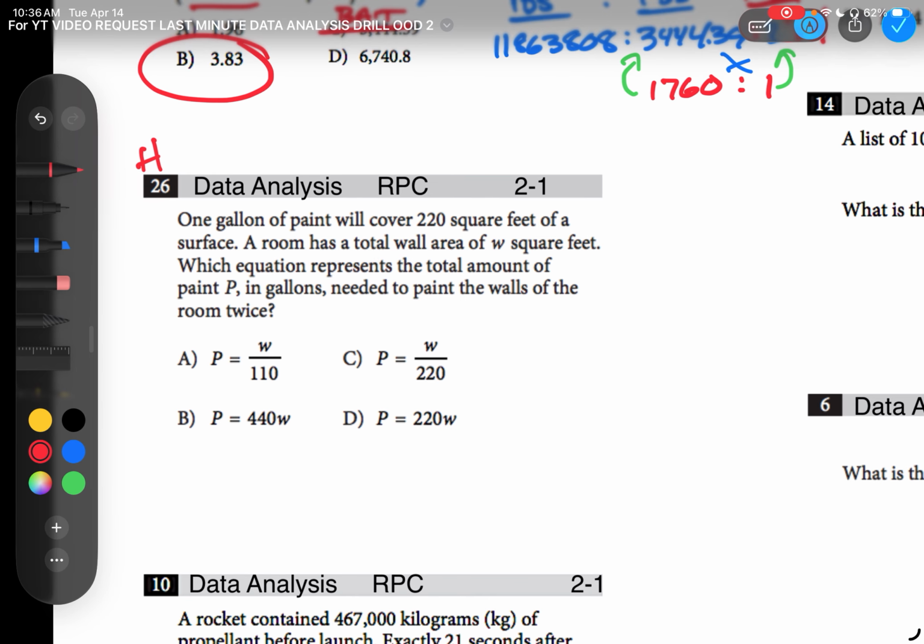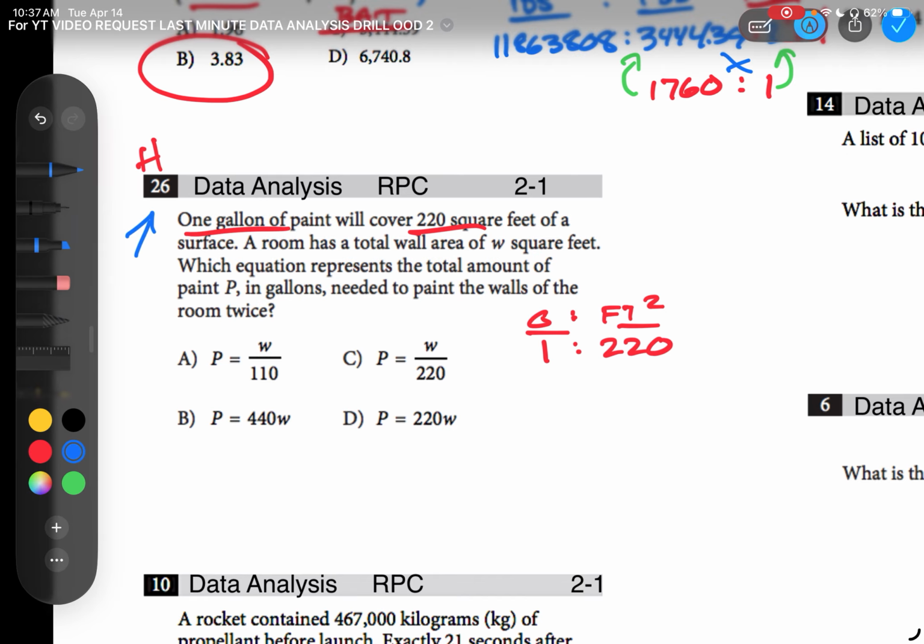All right, 1 gallon of paint will cover 220 square feet. Did you hear that? 1 gallon of paint will cover 220 square feet. So labels. I'm going to use gallons and feet squared. So they said 1 gallon will cover 220 square feet. Properly labeled. I continue reading carefully because I know these questions can be dirty, so I'm expecting some dirtiness.